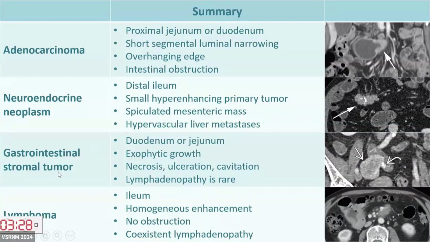Gastrointestinal stromal tumors often arise from the duodenum or jejunum. They have an exophytic growth, and when large, become heterogeneous, containing necrosis, ulcerations, and cavitations. Lymphadenopathy is rare. For lymphoma, it's usually seen in the ileum, with prominent wall thickening and homogeneous enhancement. It usually does not cause obstruction and may have some coexistent lymphadenopathy.